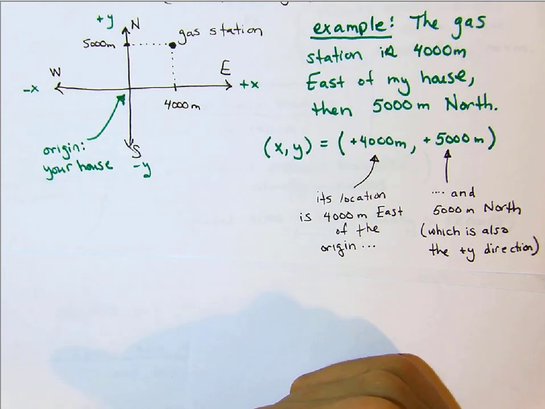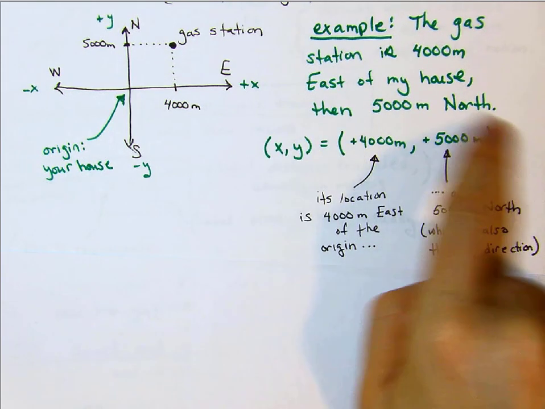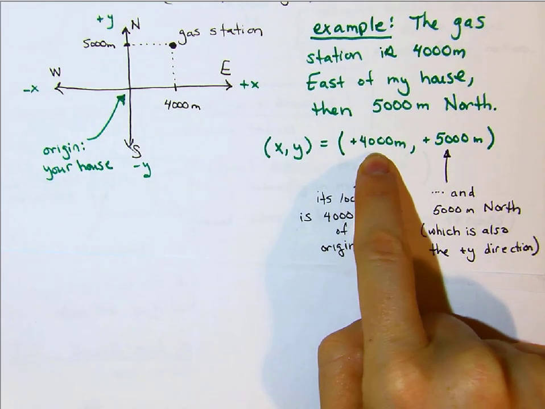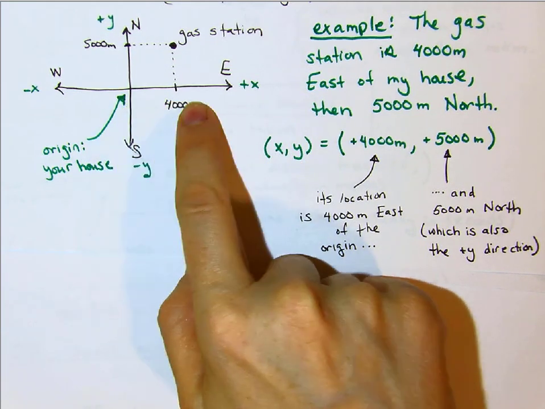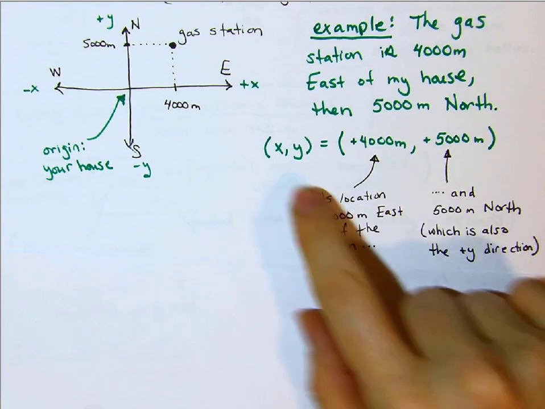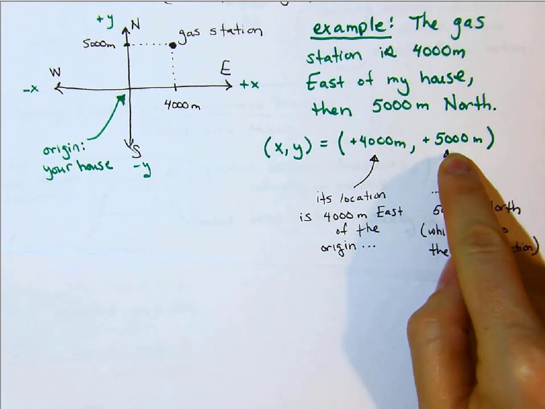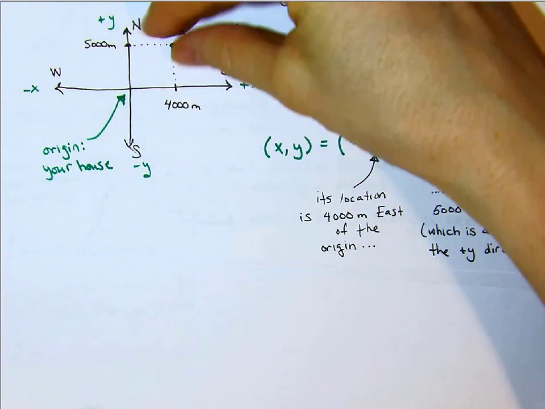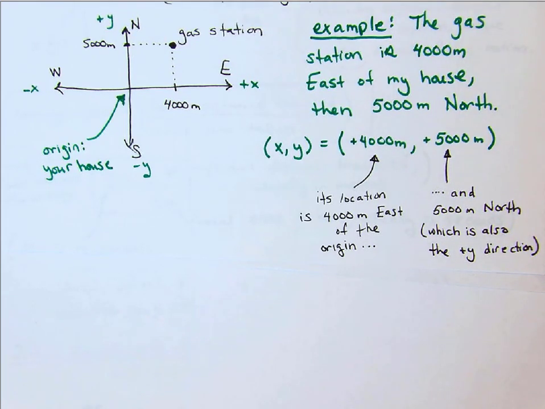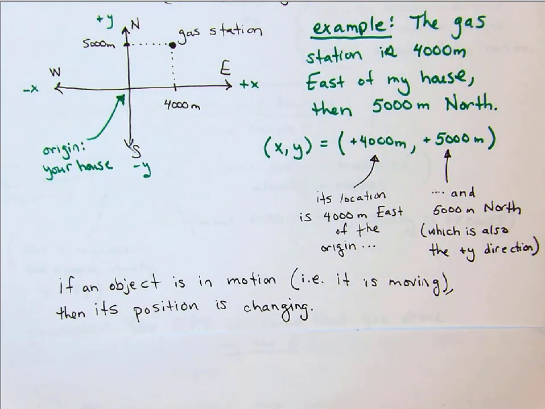Then you could also state the position of the gas station as coordinates, as in positive 4,000 meters for the x coordinate, which means positive 4,000 was this way towards the plus x. And the y coordinate from the origin was plus 5,000 meters. So up 5,000 meters, not down 5,000, to describe where the gas station is. Now, in this example, the gas station is not moving compared to the house, so it's just going to have a certain position. It's not going to change. But if the object was in motion, like a car, then its position would constantly be changing.